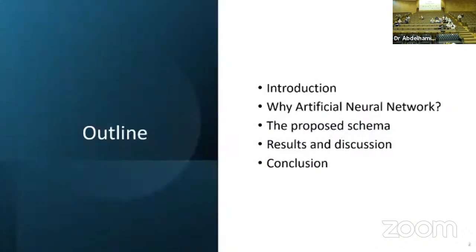Through this presentation, I'll provide an overview of power distribution system protection and the reasons why we chose to use artificial neural networks. Afterward, I will describe the proposed schema and how artificial neural network models are created. Following that, we will discuss the results of this study. Finally, a conclusion will be provided.